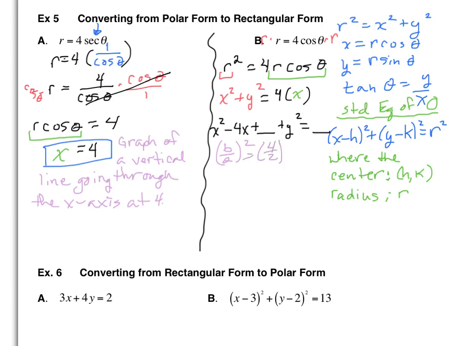Squaring it. What do you get? 4. So I'm going to add a 4 to the left and add a 4 to the right. And what you have just created here is a perfect square trinomial that factors into a squared binomial. So the whole purpose of completing the square was so that we could get this nice squared binomial.